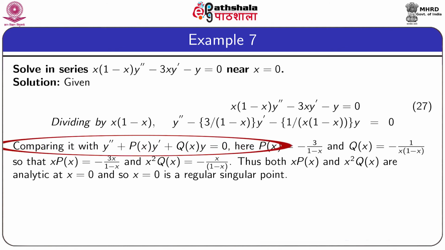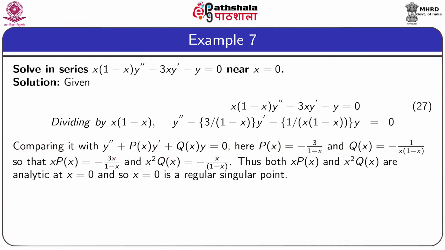Comparing with the differential equation y double dash plus p(x) into y dash plus q(x) into y equal to 0, we get p(x) is equal to minus 3 by (1 minus x) and q(x) equal to minus 1 by x into (1 minus x). So that x p(x) and x square q(x) are both analytic at the point x equal to 0, and so x equal to 0 is a regular singular point. Please note, if you put x equal to 0 in the expression x p(x), the denominator is not undefined, and hence x equal to 0 is a regular singular point.